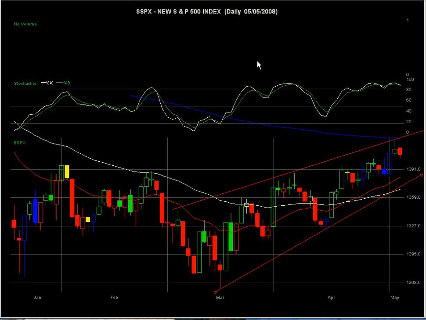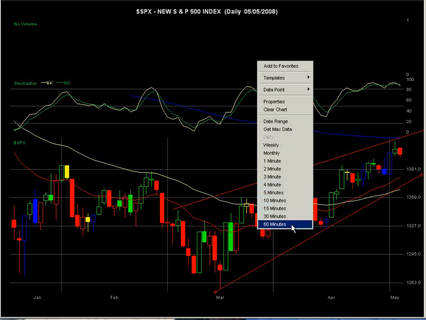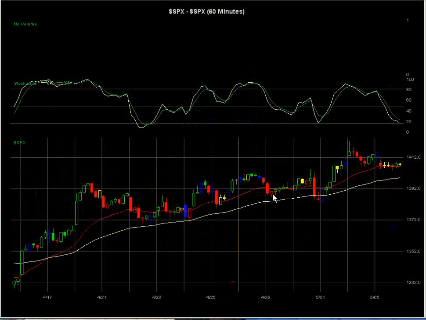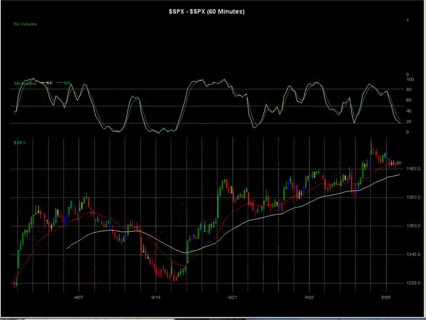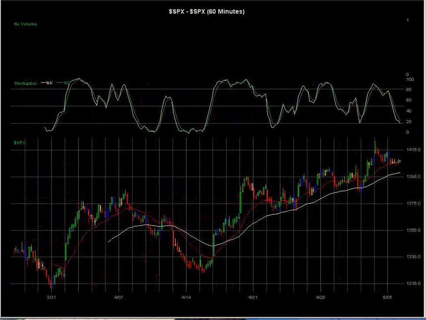Let's take a look at a 60-minute chart of it too, and see if you can see anything better on this one. It's basically the same thing, except here, we actually pulled up out of there. Again, we're going to watch that 1420. That's going to be the main area we're watching here, and this is on the 60-minute chart.